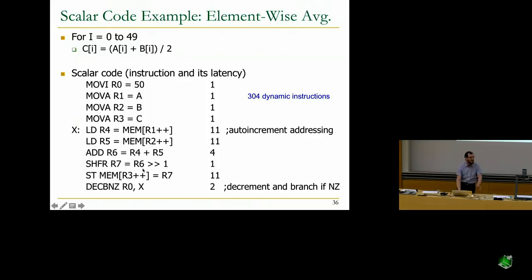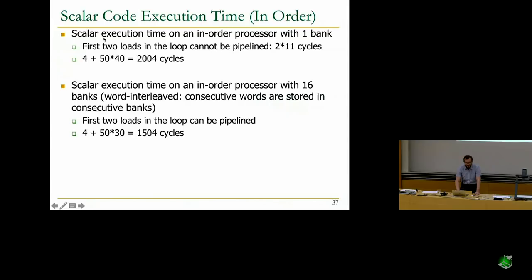So I'm going to make some assumptions. I'm going to go through this relatively quickly. If you execute this code on an in-order processor, we're not going to look at out-of-order here. Out-of-order you can do on your own, but there need to be more assumptions. Basically, with one bank, the first 2 loads in the loop cannot be pipelined because you have only one bank. As a result, what you get is 2004 cycles.